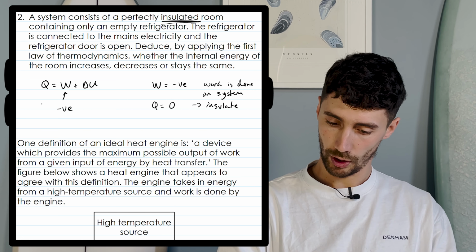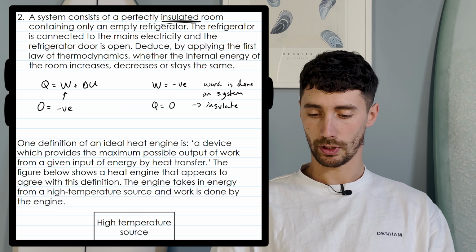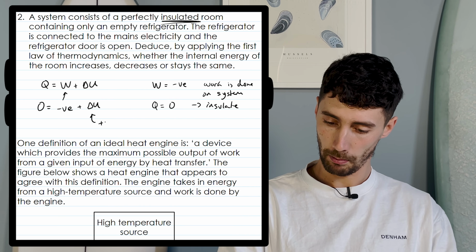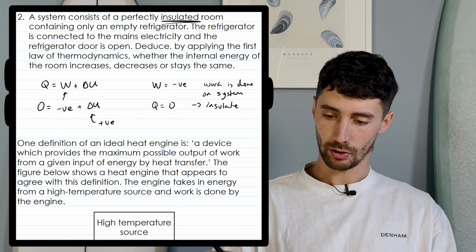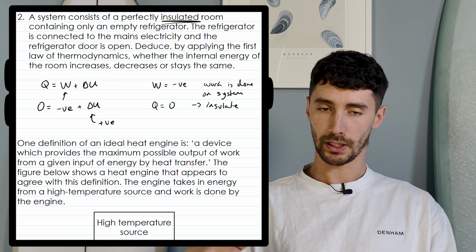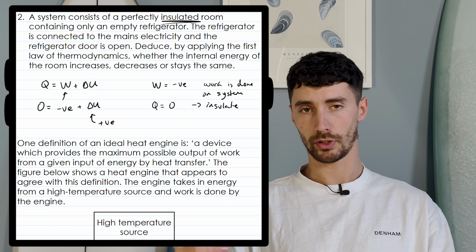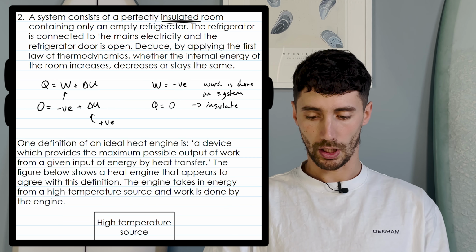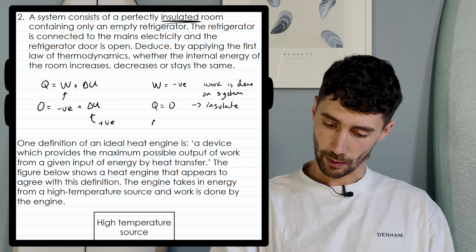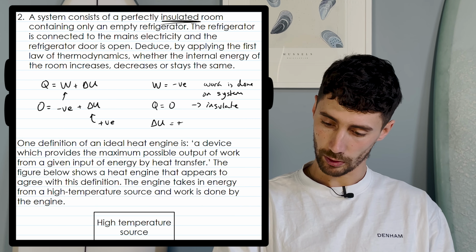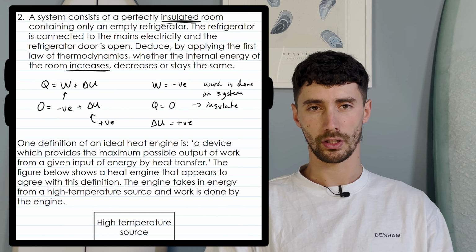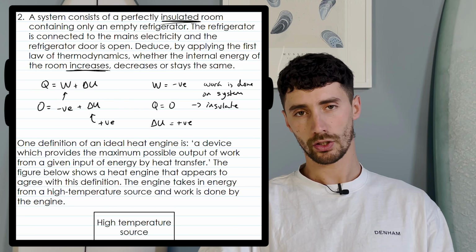So if your Q is 0, and that equals a negative number plus delta U, then delta U must be positive. Your internal energy of the room increases because work is being done on the system and the heat energy supplied is 0. So our delta U is positive, and therefore it must increase. Okay, so that's just applying the first law.